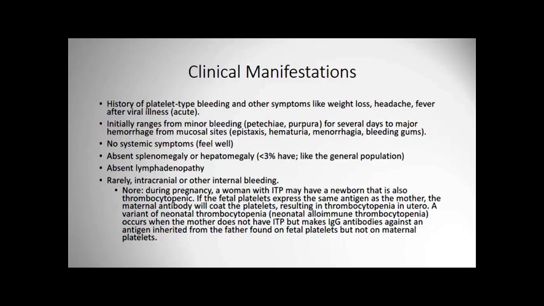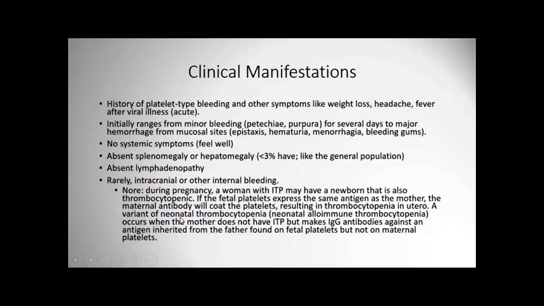During pregnancy, something can happen in women that have ITP or don't have ITP. Then we have 2 cases. A woman with ITP may have a newborn that is also thrombocytopenic, because if the fetal platelets express the same antigen as the mother, the maternal antibodies are going to cross the placenta and attack the platelets of the baby.